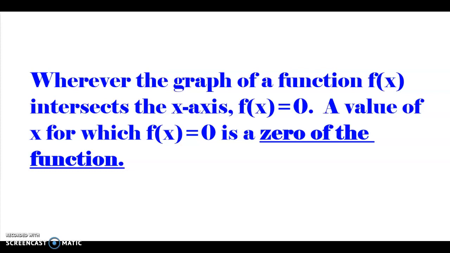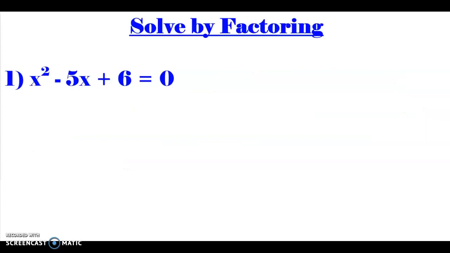Wherever the graph of a function f of x intersects the x-axis, f of x equals 0. A value of x for which f of x equals 0 is called a zero of the function. So these answers that we are finding are also called zeros. So to solve by factoring, what you do first is you get your quadratic equal to 0. Because we know if you multiply any two numbers together and you get 0, you know that either one or both of those numbers have to be 0.